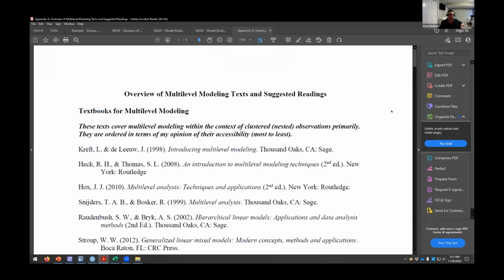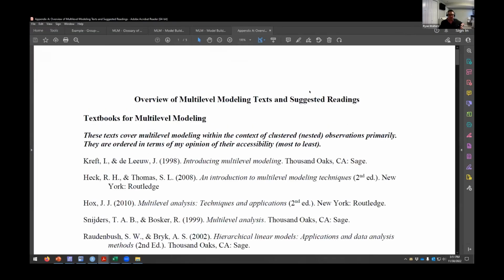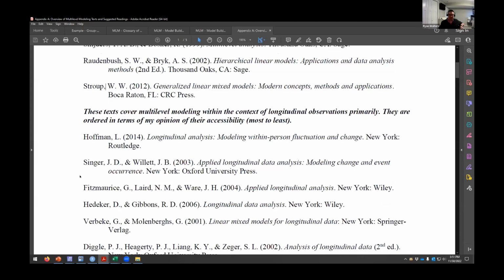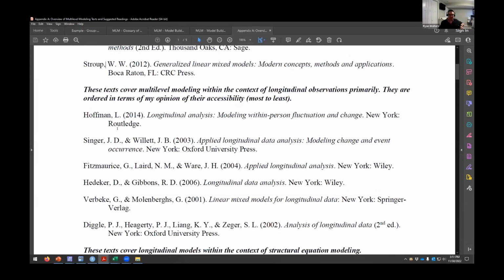I have also included texts and suggested readings, 5 pages. They start with the most approachable and go to the most intense. Walt Stroup, he was on my dissertation committee. That dude is smart. He helped write Proc Mixed in SAS. He's on another level though. My brain can't compete with that. So he has a lot of matrix algebra. If you don't like that, you can start moving down the list a little bit. So that was cross-sectional. Here's longitudinal.